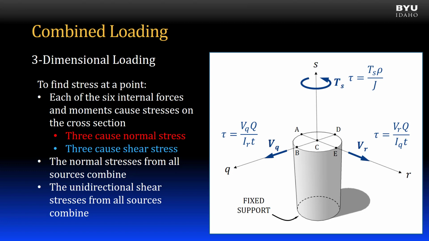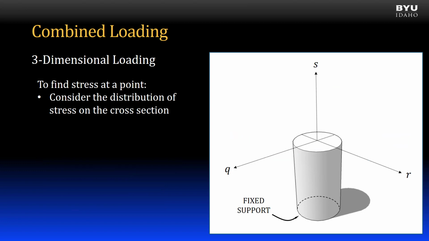Now, the shear stress equations are shown. They each cause shear stress on the plane of the cross-section, but in different directions: the Q direction, the R direction, or somewhere in between. Shear stresses that are acting in the same direction combine to form a net shear stress. When finding the stress at a point on the cross-section, the distribution of stress on the cross-section must be considered.